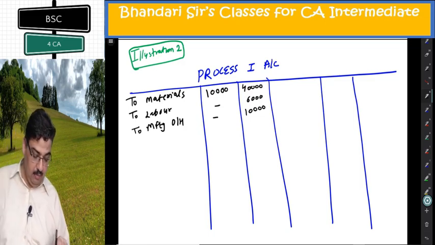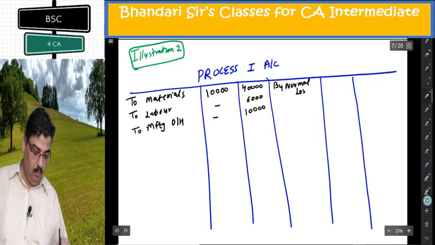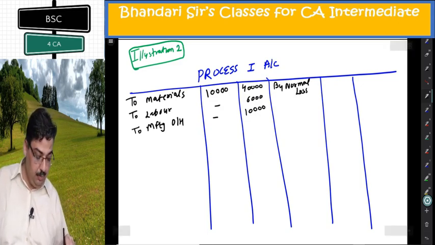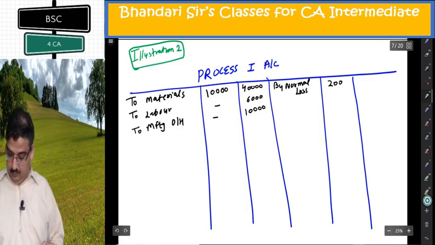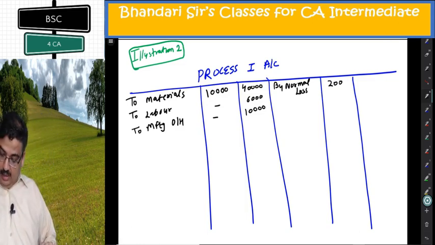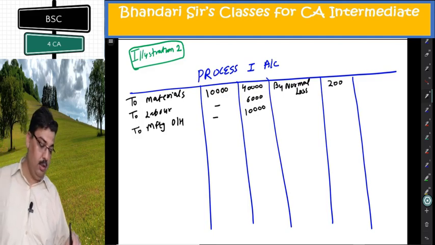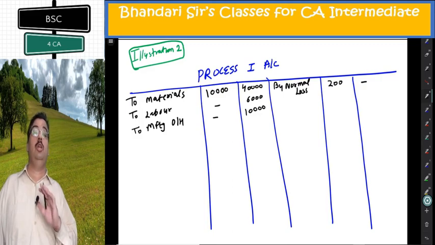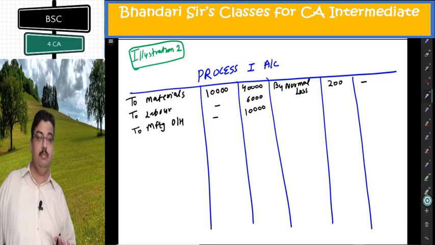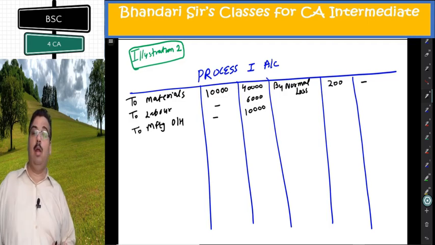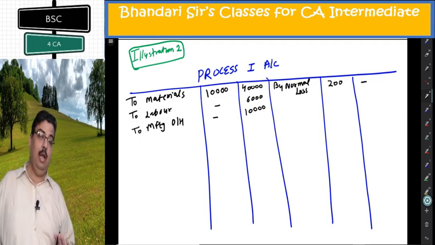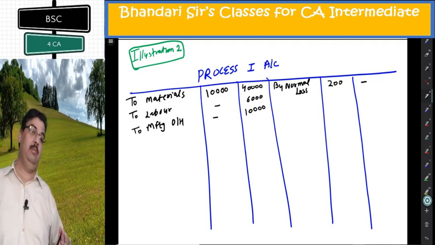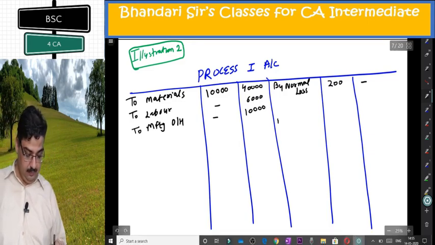Normal loss percentage given 2% by normal loss. 2% on 10,000 should be 200. Is there any scrap value given for that? No scrap value there. No scrap value for any normal loss, abnormal loss in the question. So normal loss account will not be created. We have to get abnormal loss, will go to costing P&L. We have to get abnormal gain, will go to costing P&L. So easy in this case.